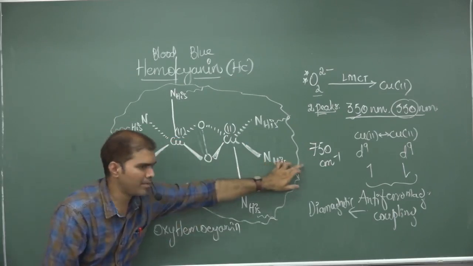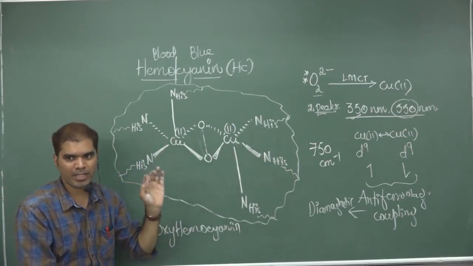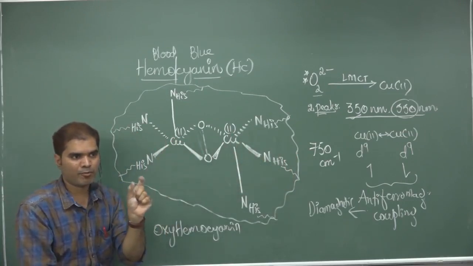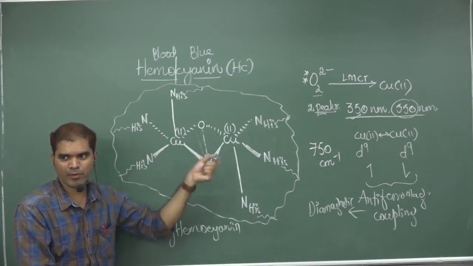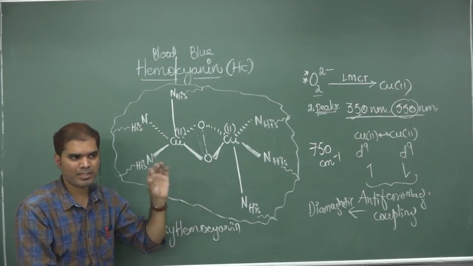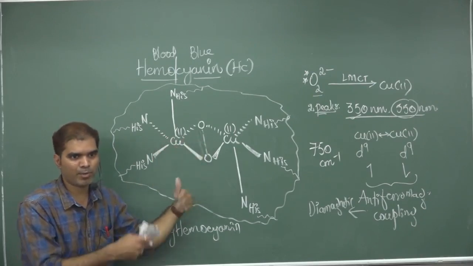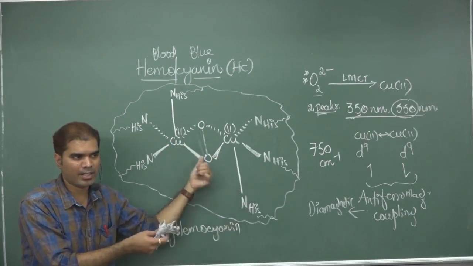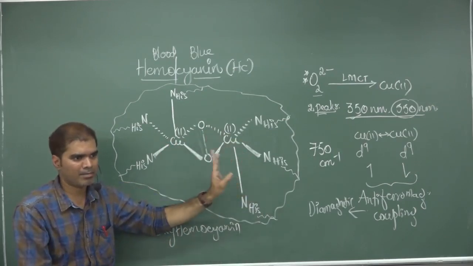So the last is 750 wave numbers. If any understanding question appears, usually the range of peroxo is from 800 to 900. But in hemocyanin, why do you find it as 750? The simplest answer is side-on bridging, where 2 metals are pouring electron density into the ligand, and therefore the stretching frequency is dropping. That is an understanding part.